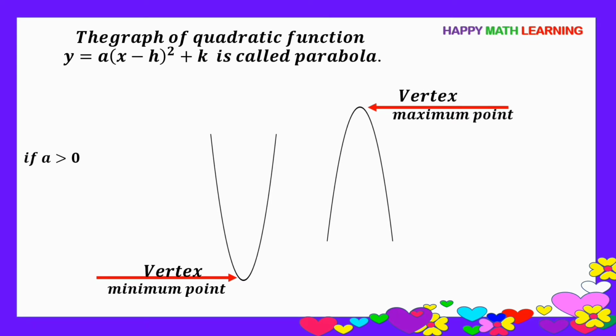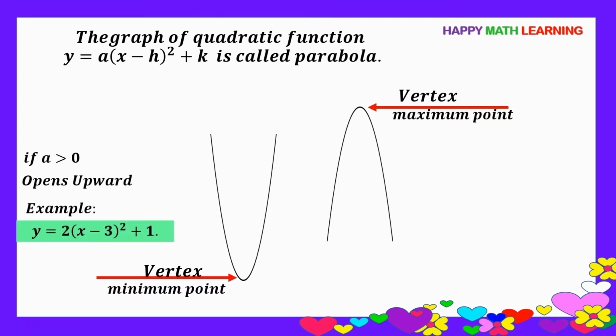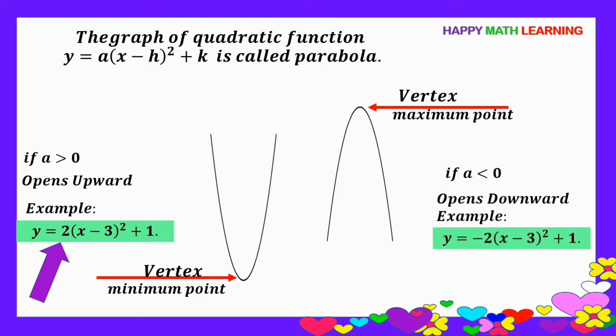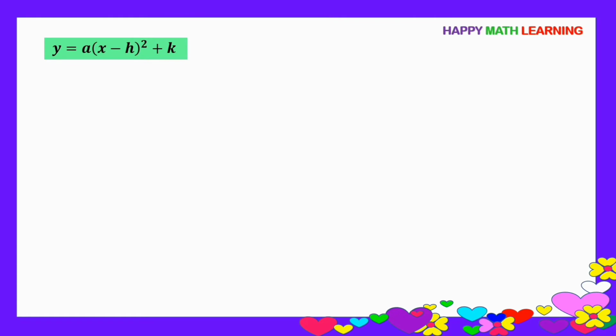If the value of a is greater than 0, the parabola opens upward and has a minimum point. If a is less than 0, the parabola opens downward and has a maximum point. There is a line called the axis of symmetry, which divides the graph into two parts, such that one half of the graph is reflection of the other half. If the quadratic function is expressed in the form of y equals a times the quantity of x minus h squared plus k, the vertex is the point h and k.